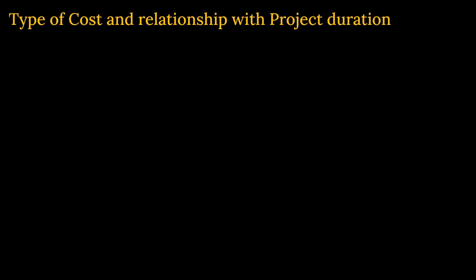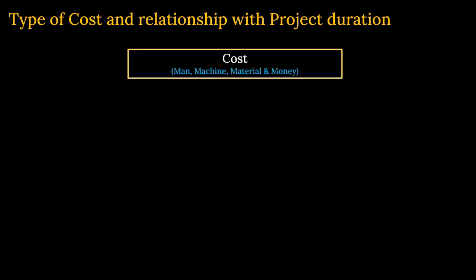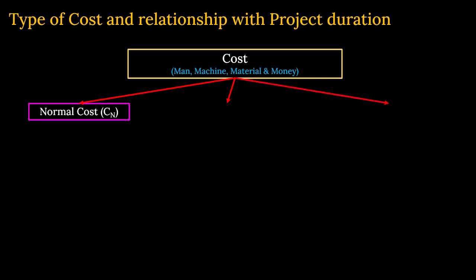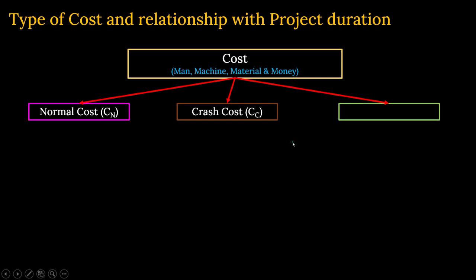Now let us see what is the relationship between cost and project duration. Cost means here we are having four things: man, machine, material, and money involvement. That is the cost. And there are three different types of cost in the project. One is the normal cost, which is represented by CN. Another one is crash cost, which is represented by CC. And another one is overhead cost, that is represented by CO. Fine. These are the three costs involved in a project.